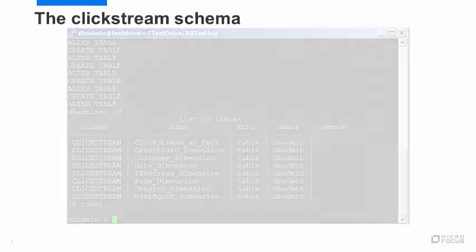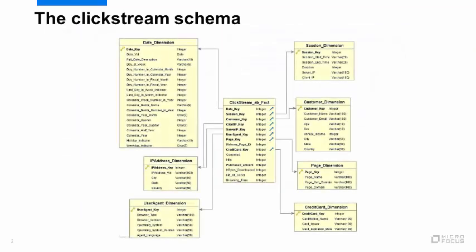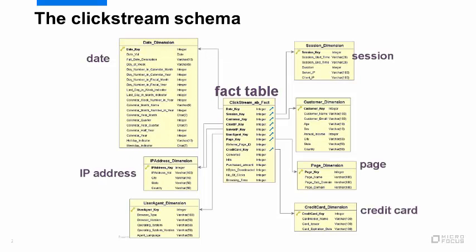The create Clickstream schema script creates the tables that will hold the Clickstream data. The tables are organized as a star schema. The fact table contains information about website usage. Its dimensions include date, session, IP address, web page, and credit card number. When all the data is loaded, the fact table will have 20 million rows. For details about the data, see the test drive documentation.